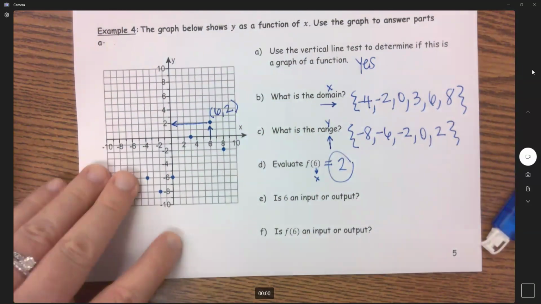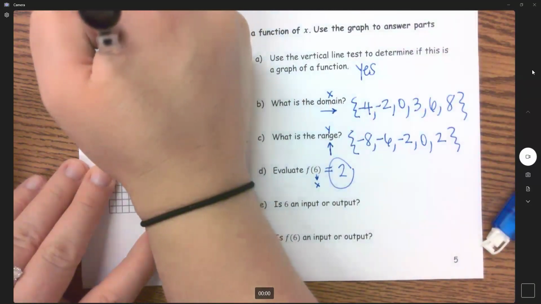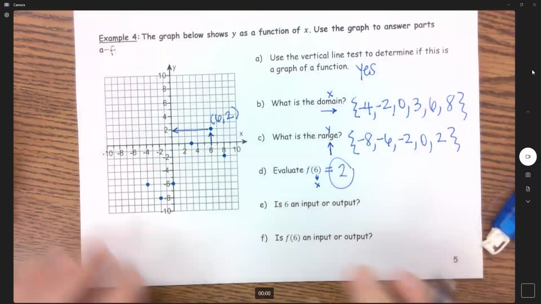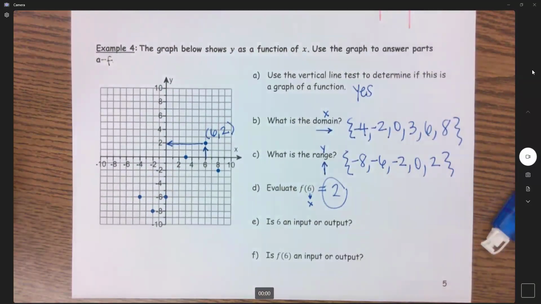A through F, honestly, have the same answers, or E and F have the same answers, as we go through these.